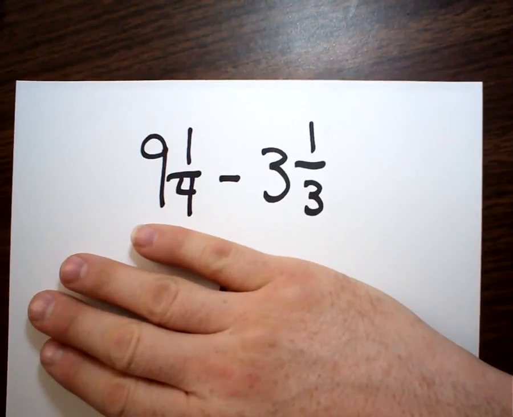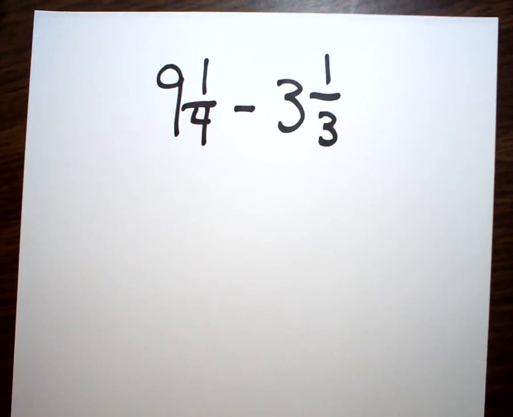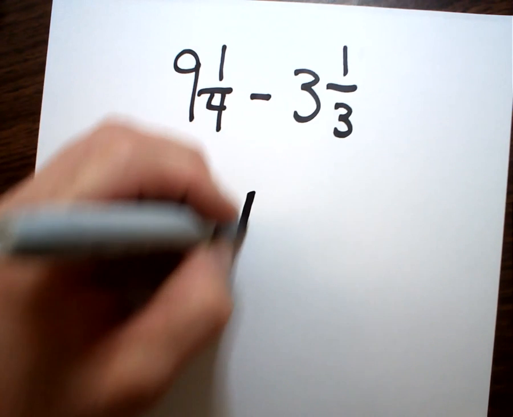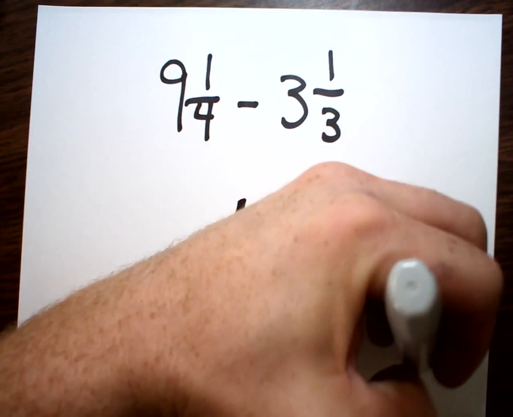As I promised, here's a video on subtracting mixed numbers using the four S's. We're going to subtract 9 and 1/4 minus 3 and 1/3. So let's get started. The first thing I need to do is draw quadrants, and that is just so we can stay organized while we're solving our problem.